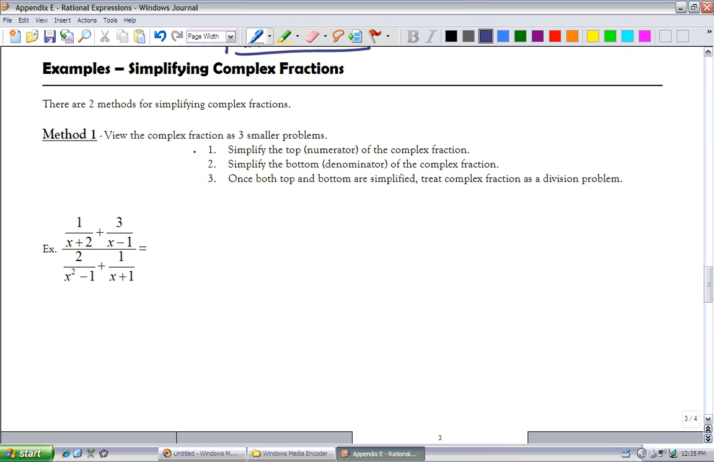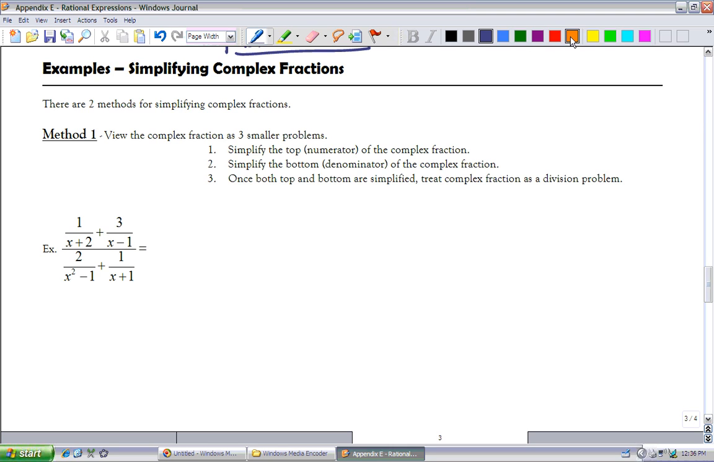Okay, simplifying complex fractions. Complex fractions are just fractions that have fractions within them. Okay, now they can look overwhelming, but we actually have two methods for dealing with this. The first is a way of reducing the problem to something that's a little simpler to look at. When you look at it initially, it looks like a big mess.